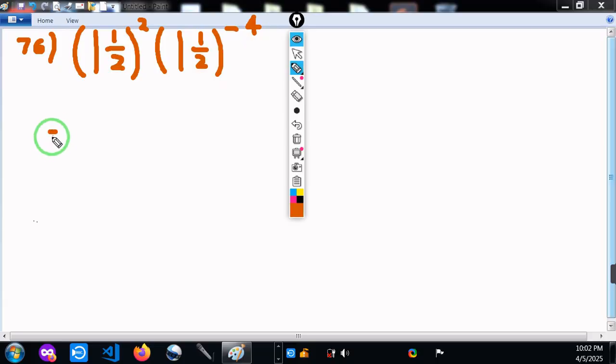You can still maintain it as 1.5, but I would like to put it as 3 over 2. How to get 3 over 2? The mixed number has now become an improper fraction. This portion is a proper fraction, this portion is a whole number, a mixed number altogether. Now, this one has a 2 times this plus minus 4, minus 2 altogether. 2 minus 4 is minus 2.